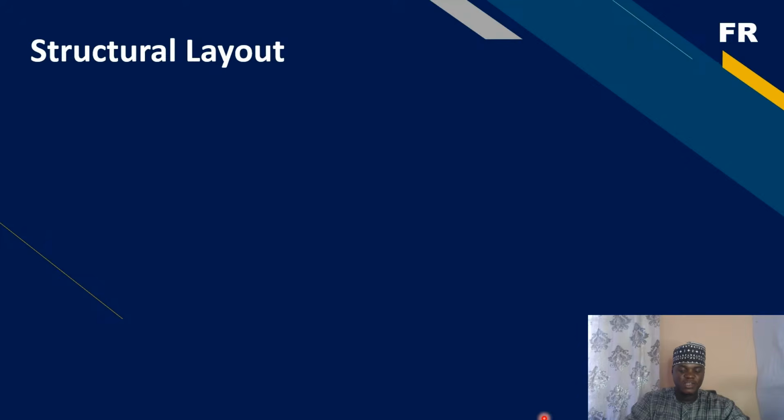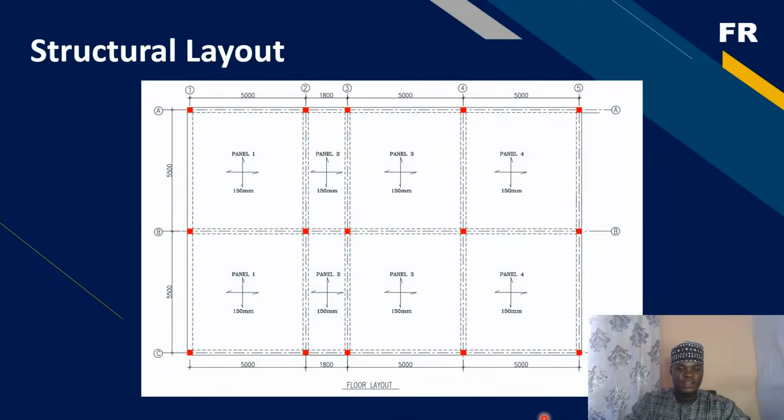For this exercise, just like the previous video that I made, we are going to be working with this layout. We have about 8 panels, but two of the panels are similar. So altogether, we have four different kinds of panels. For the purpose of this exercise, we are going to work with panel one. That means we design panel one only.